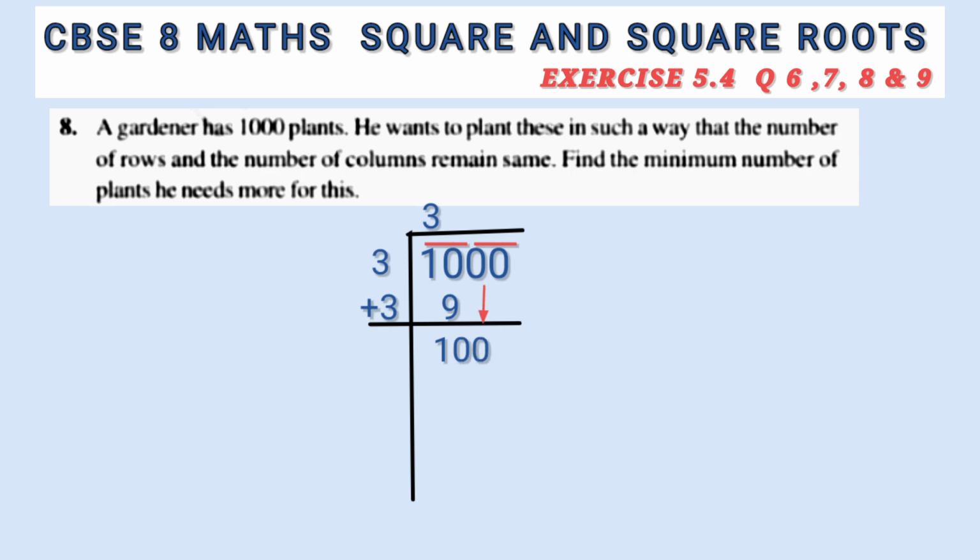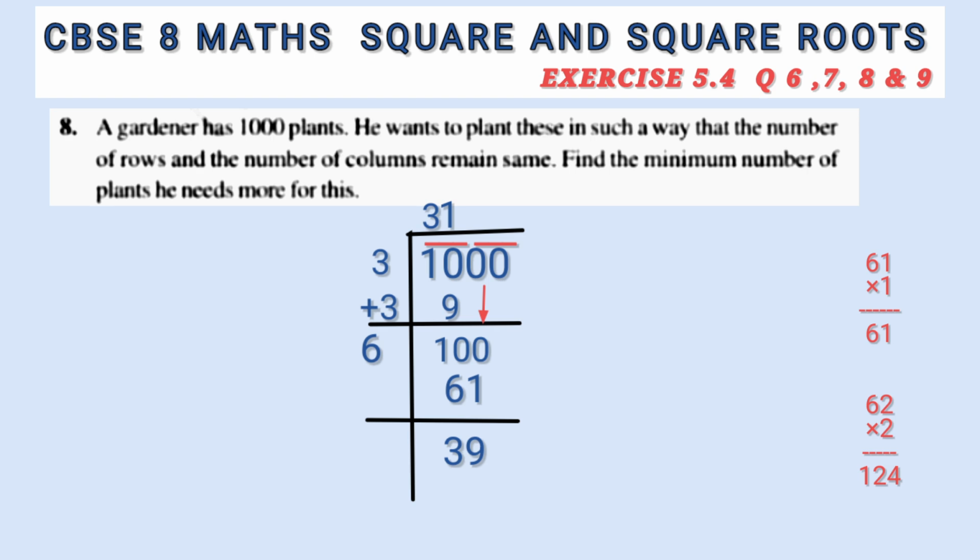Adding 3 and 3 we get 6. We have to write one digit on the right side of 6 and multiply it by the same to cancel 100. So 61 into 1 gives us 61. 62 into 2 gives us 124. For 100 we can use 61 into 1 and the quotient will be 31. This gives us remainder 39. That means 31 square is 39 less than 1000.